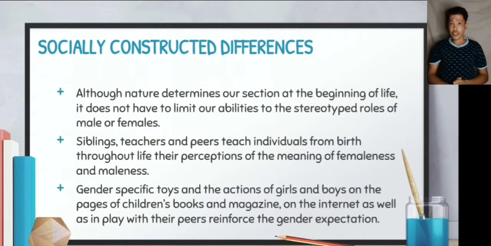Socially constructed differences. Although nature determines our sex at the beginning of life, it does not have to limit our abilities to the stereotyped roles of male or female. Parents, siblings, teachers, and peers teach individuals from birth throughout life their perception of the meaning of femaleness and maleness. Gender-specific toys and the actions of girls and boys on the pages of children's books and magazines, on the internet, as well as in play with their peers, reinforce gender expectations.